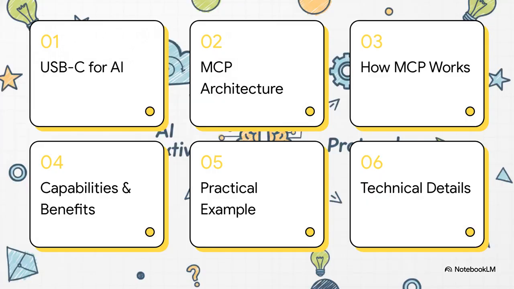So here's our roadmap. 1. The USB-C for AI. 2. Where MCP fits in architecture. 3. How MCP works step by step. 4. Capabilities and key benefits. 5. A real-world practical example. And finally, 6. Under-the-hood technicals. We'll cover every single piece of this puzzle in order.